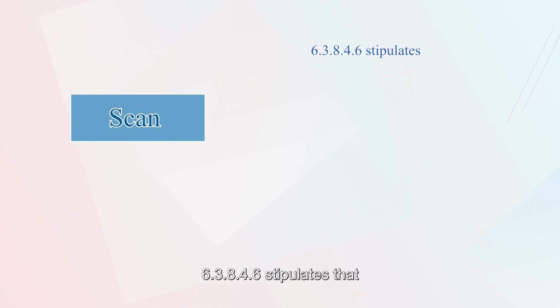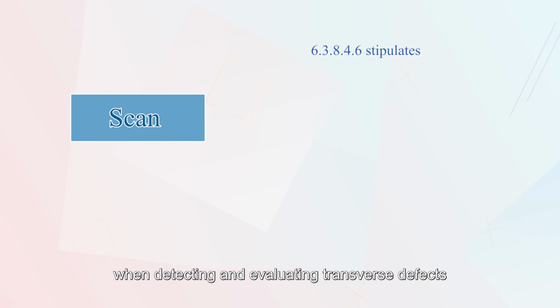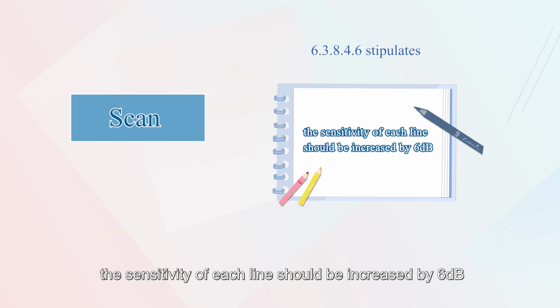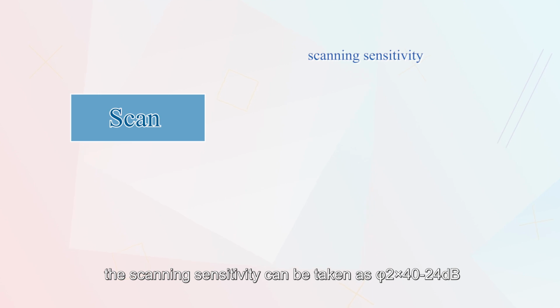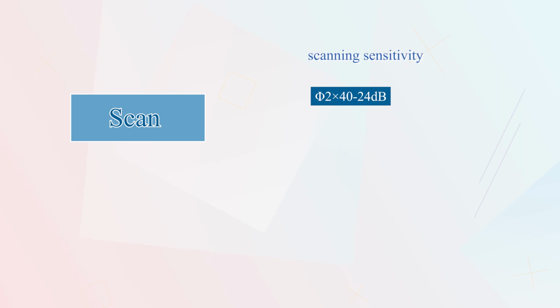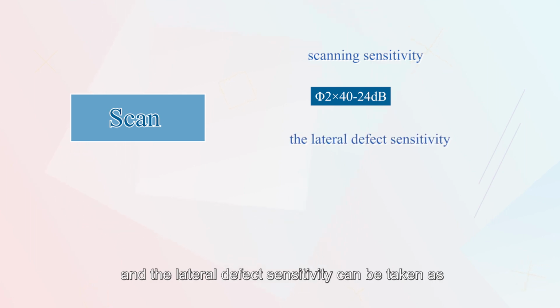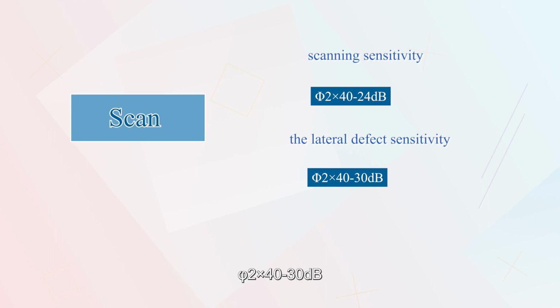6.3.8.4.6 stipulates that when detecting and evaluating transverse defects, the sensitivity of each line should be increased by 6 dB. Therefore, the scanning sensitivity can be taken as φ2×40 minus 24 dB, and the lateral defect sensitivity can be taken as φ2×40 minus 30 dB.